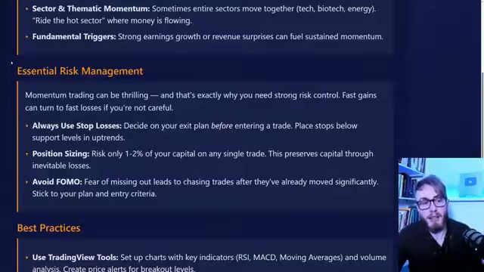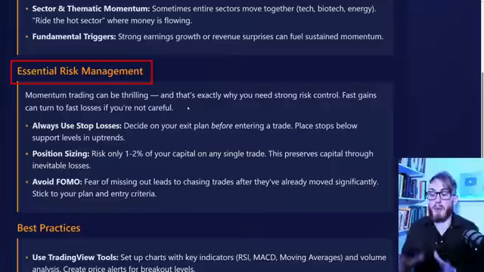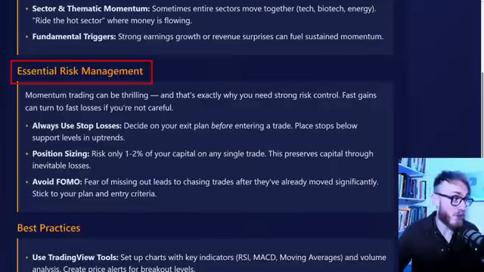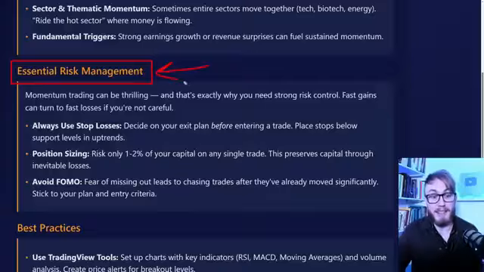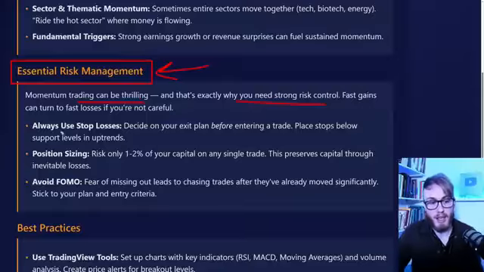But right, so here, and this is very important, what about the risk management when it comes to trading momentum? Remember, momentum can be a great way to make money, but if you are not careful and not respecting the risk management, it can actually lead to big losses. So this is very important to pay attention to. As I said, momentum trading can be thrilling, and that's exactly why you need strong risk control.